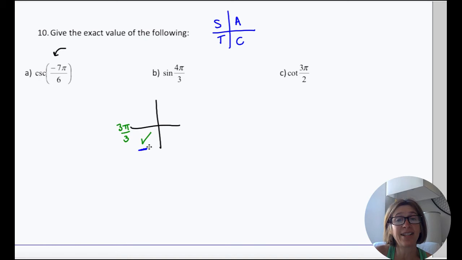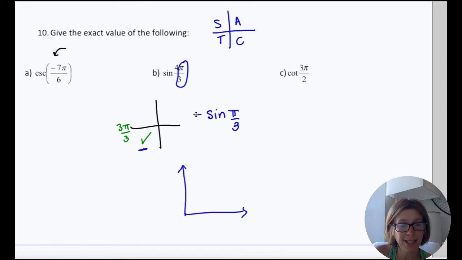Then I write it in terms of the reference angle. When they're in radians, it's usually pretty easy, not always, but usually, to see the reference angle. The reference angle here would be pi over 3. So I would really want to just find negative sine pi over 3. I'm going to use my first quadrant because I've memorized the values of my 3 major angles in quadrant 1: pi over 6, pi over 4, and pi over 3.